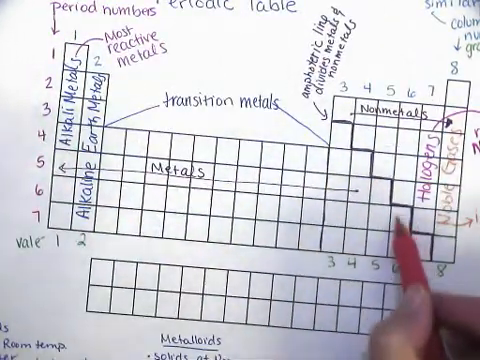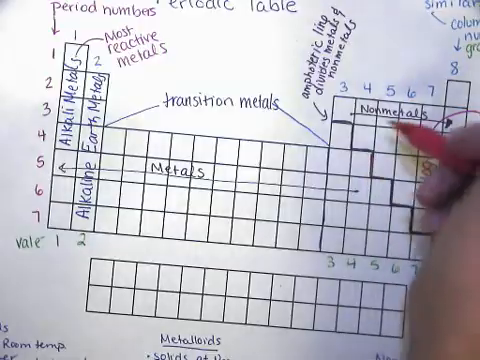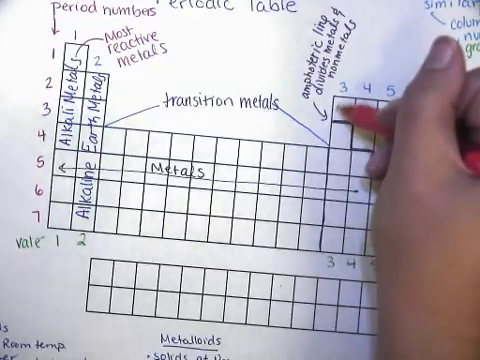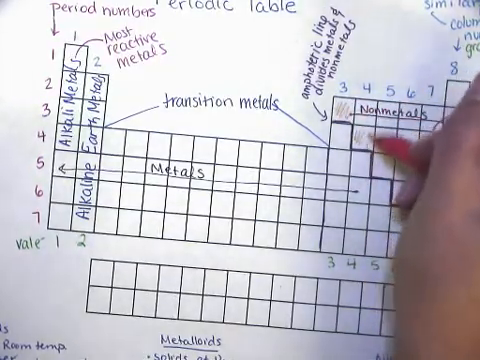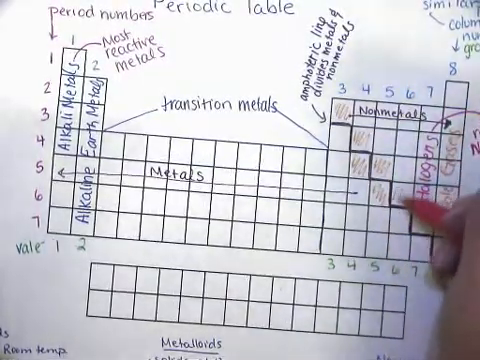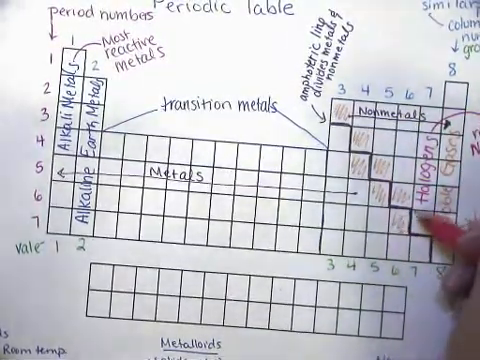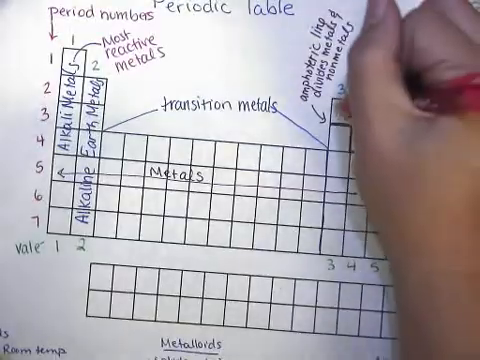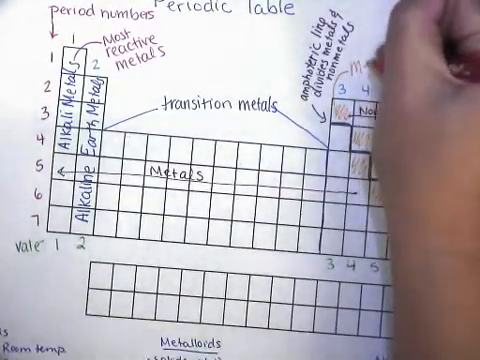On this dividing line, we have elements that touch the line, and we have boron as well. These are not considered metals or nonmetals. These are considered metalloids.